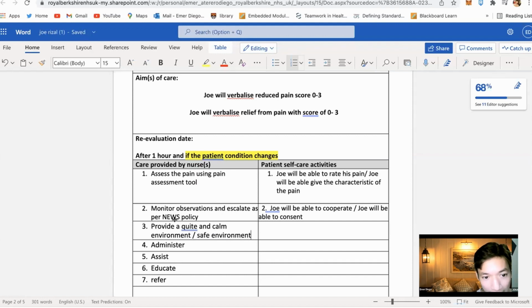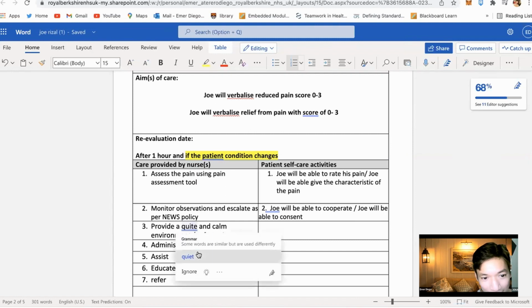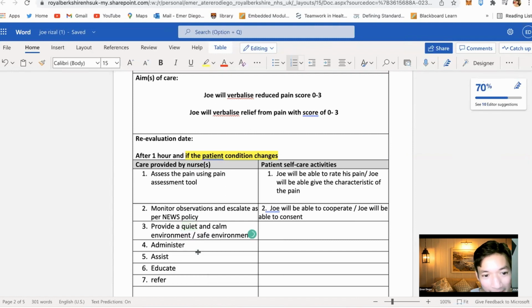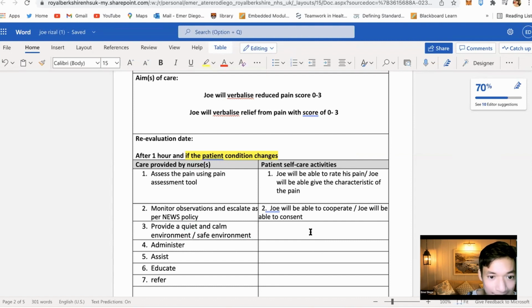Provide a quiet, I think my spelling is wrong. There you go, thanks Grammarly. So provide a quiet and a calm environment, or provide a safe environment for your patient. Because remember, if you're in pain, a lot of things could happen. We have to reduce the triggers of the pain. If the environment is chaotic, it could contribute to the pain.